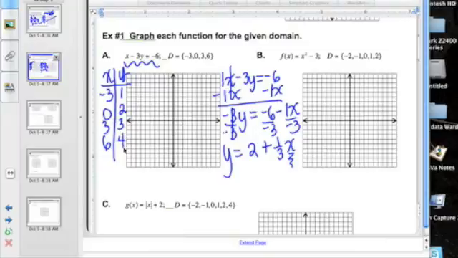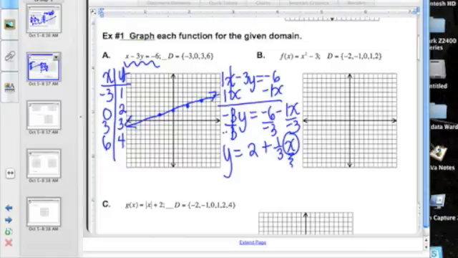So again, linear family, because we've got a regular x in our problem, so I know I'm going to be creating a straight line. -3, 1, 0, 2, 3, 3, and 4, 5, 6, and 4. Connect them together, put arrows on the end, and there you've got your graph.